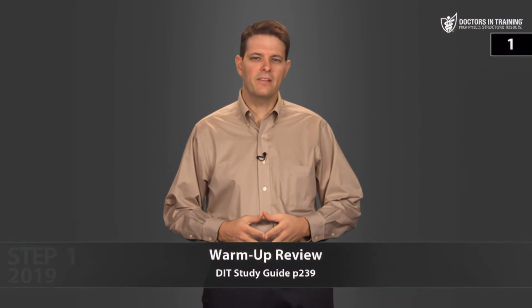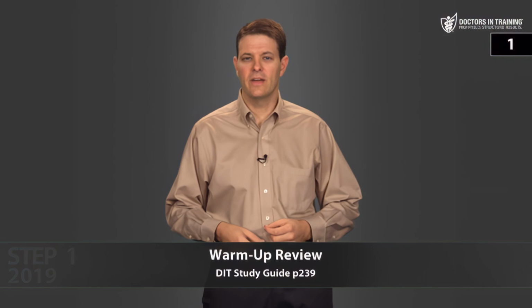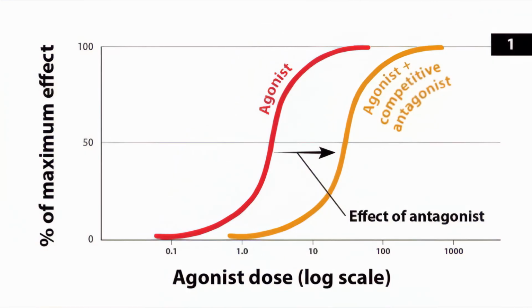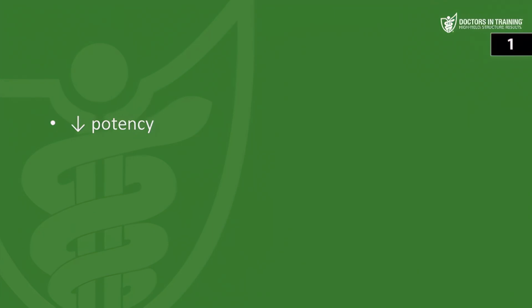Let's get started with the warm-up review. First question, how does adding a competitive antagonist affect the efficacy and potency of a receptor agonist? So adding a competitive antagonist will shift the dose-response curve to the right, since it takes a higher dose of the agonist to achieve the same response. So how does that affect efficacy and potency? Well, it decreases the potency, but there's no change in efficacy.